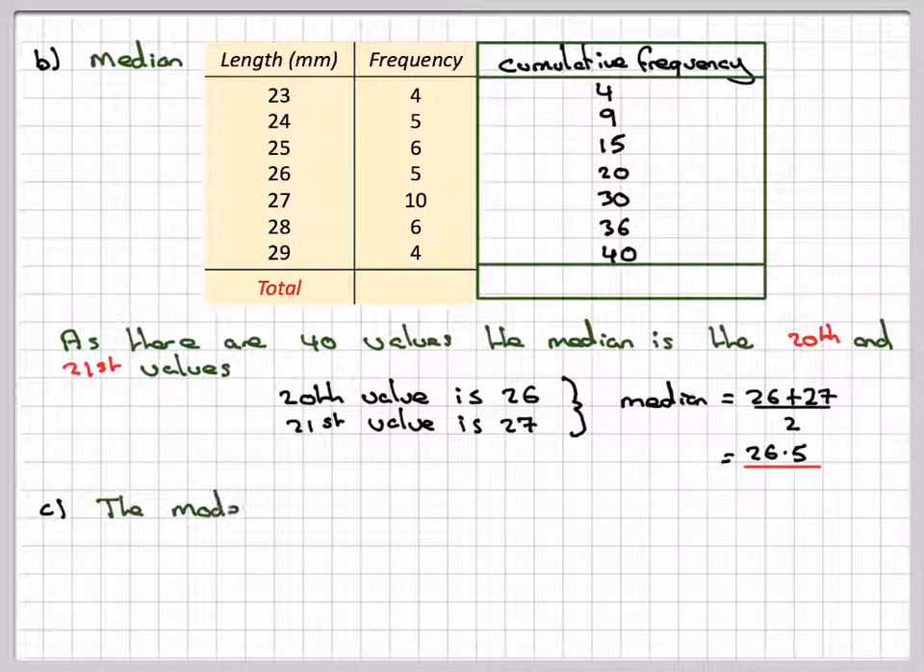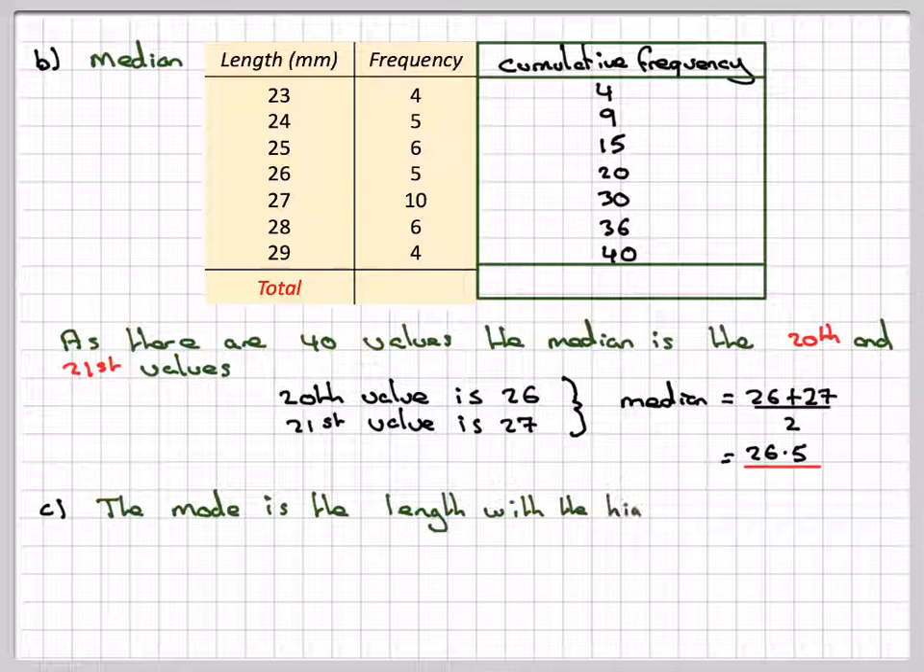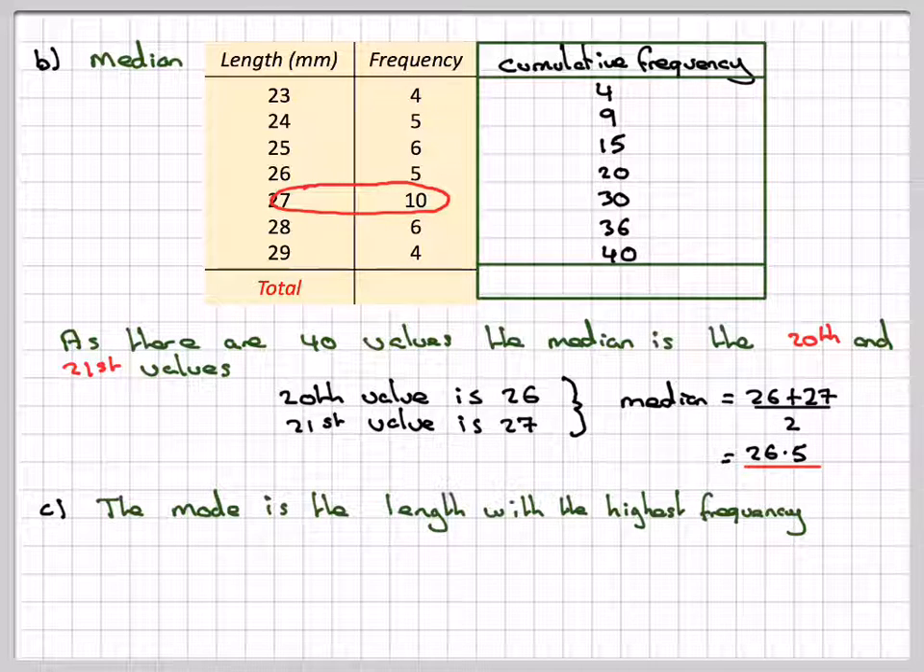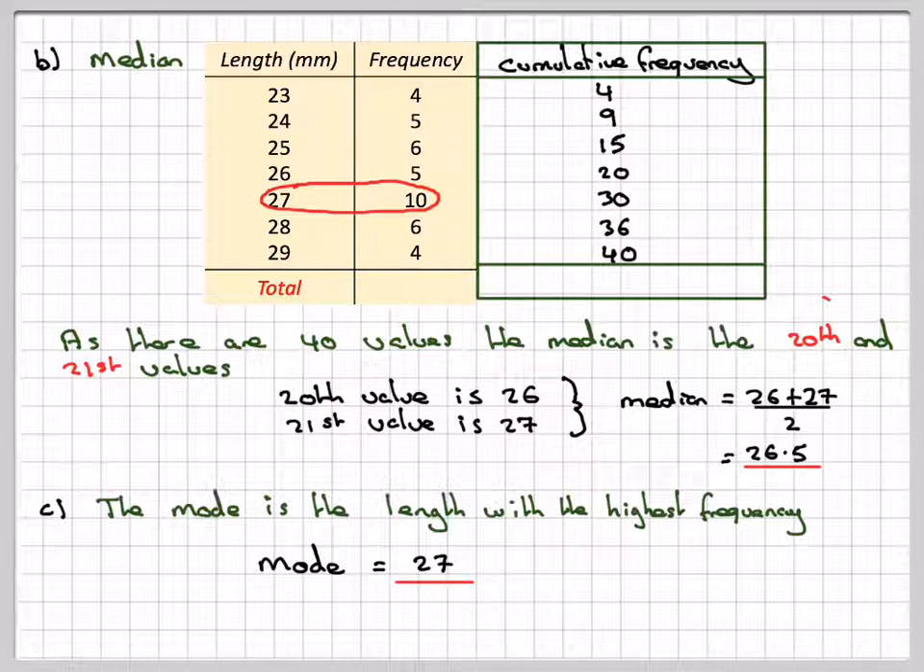Now the mode is the length with the highest frequency. So that's going to be this one here, which is 27, because that has the highest frequency of 10. So the mode will be 27. Now we can do all this on our GDC.